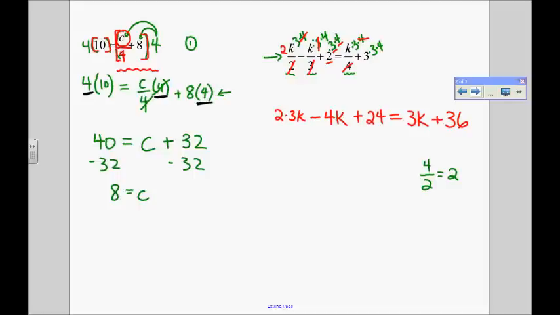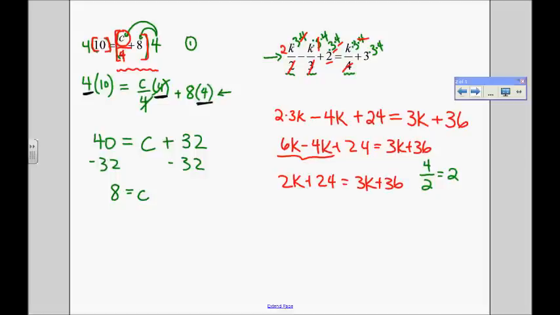The next step is to just simplify. So I get 6k minus 4k plus 24 equals 3k plus 36. I'm going to simplify this side a little bit more. I have 2k plus 24 equals 3k plus 36. I want to get rid of this 2k. So I'm going to subtract 2k from both sides.